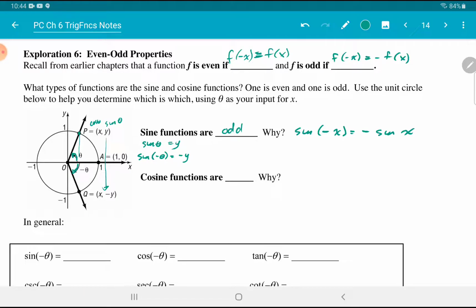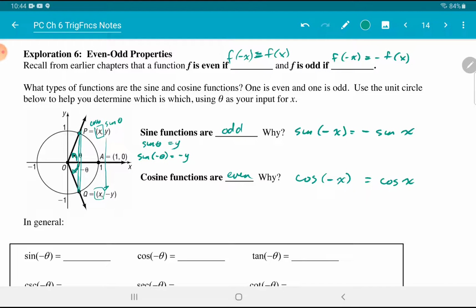Now, if we look at the cosine function, remember that the cosine is really taking a look at the x-coordinate. And notice how the x-coordinate doesn't change. It stays the same. It's always going to be positive regardless of whether theta is positive or negative. It always has the same x value. So, for that reason, cosine functions are even, because the cosine of negative x still gives us the positive cosine of x.